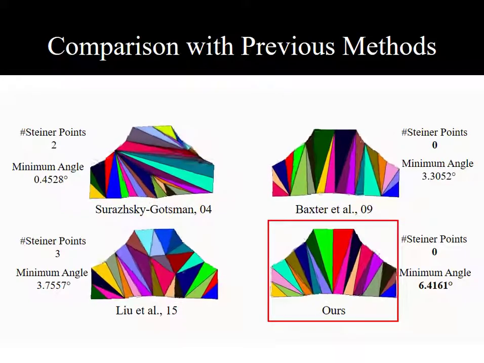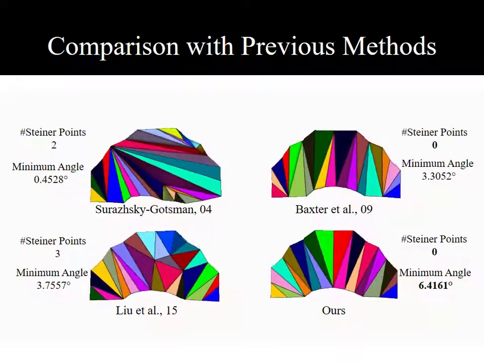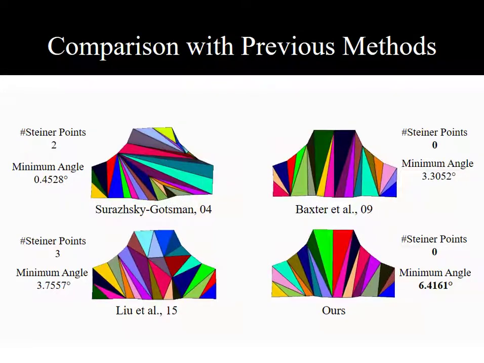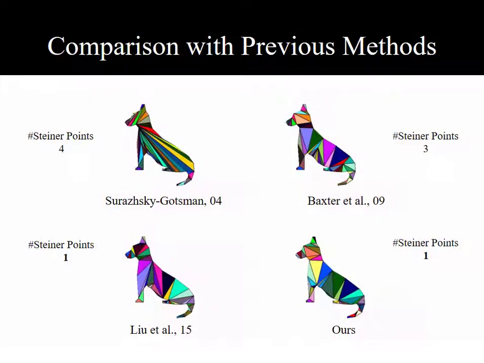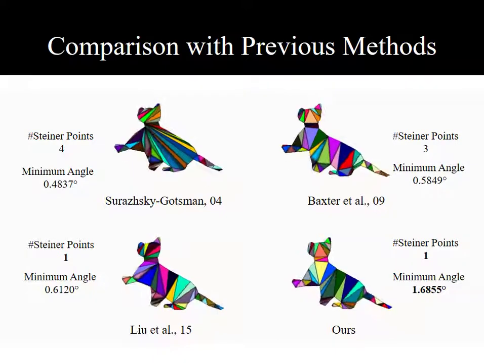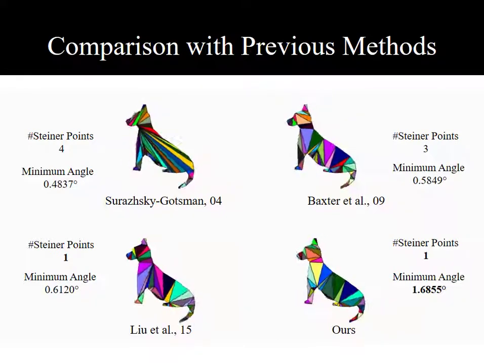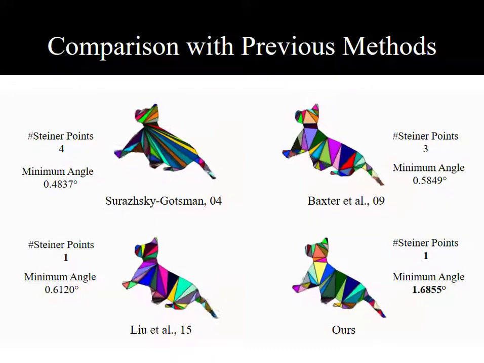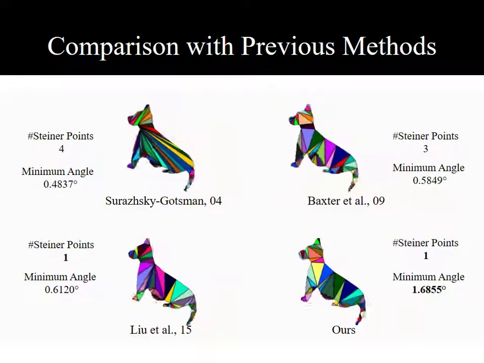Our method generates tessellations similar to Baxter et al., but with a significantly simpler algorithm and improvements in mesh quality. We can see that our method generates less number of Steiner points than the other methods, however, we achieve better mesh quality compared with the others.